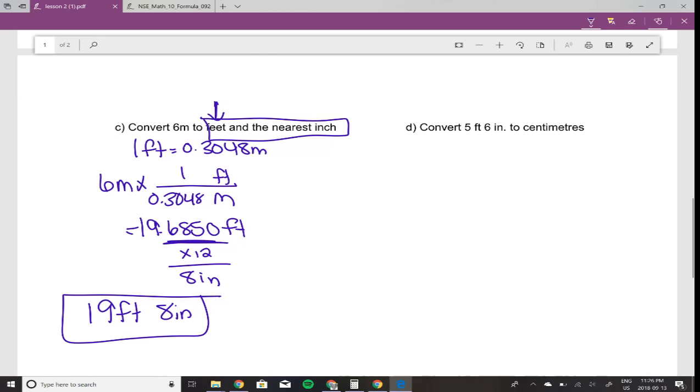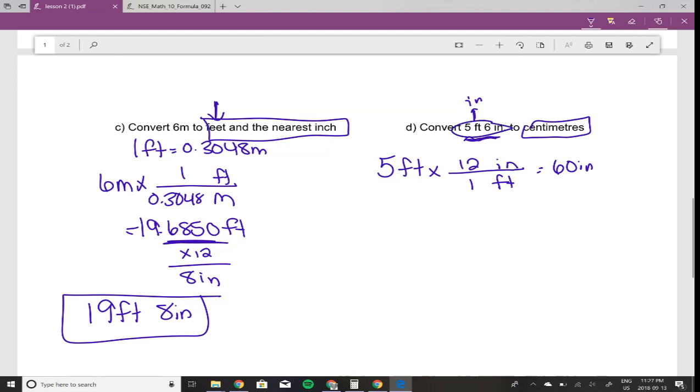D is a little bit tricky too. We are only converting to one thing. We're only converting to centimeters, but we have two things here to deal with: 5 feet, 6 inches. So what we're going to do is convert this 5 feet to inches, and then we're going to add on that 6 to figure out how many inches in total it is. So 5 feet, we're going to use our conversion factor. We want to keep inches, get rid of feet, 12 inches in a foot, and we end up that 5 feet is 60 inches. So in total, this 5 foot 6 inches is 66 inches.